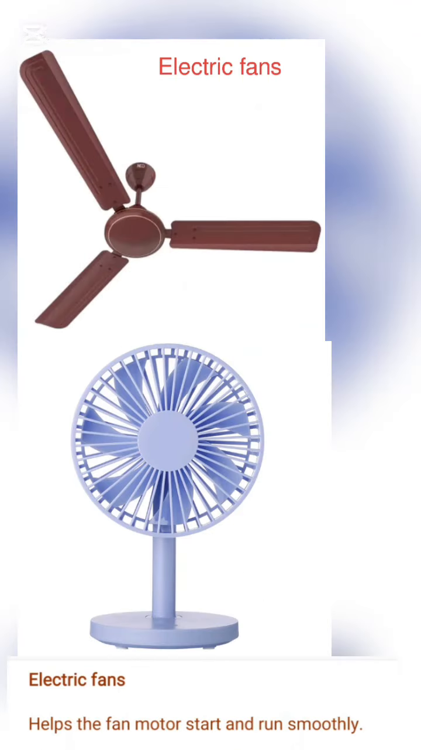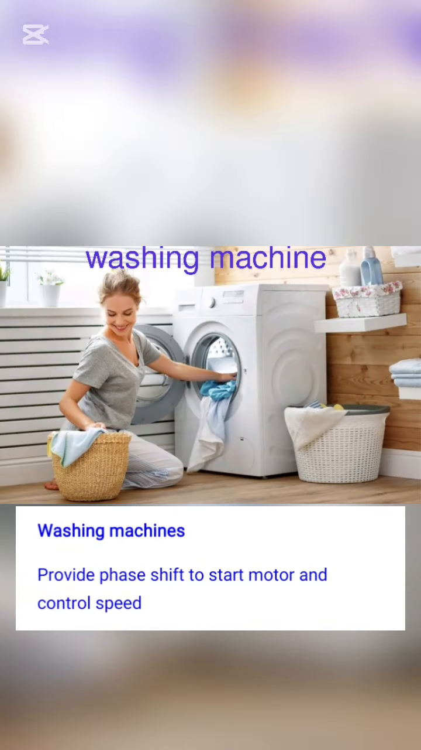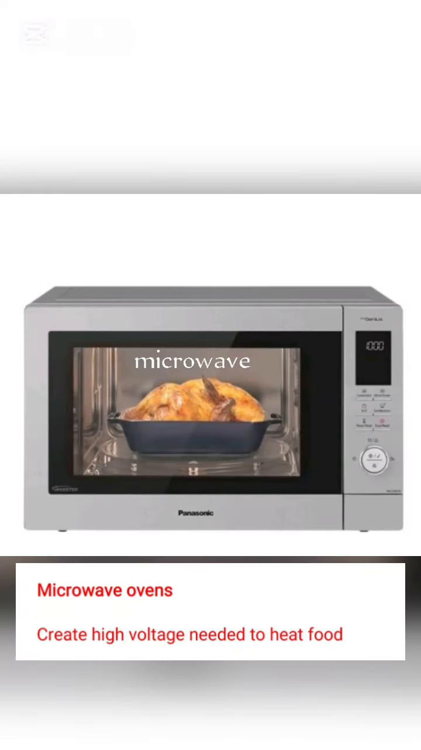2. Touchscreen phones, tablets, and computers. They are used to detect finger contact by sensing change in capacitance. 3. Computers. Capacitors are used for smooth power supply and storing information in memory components. 4. Washing machines. They provide the necessary phase shift to start motors and varying speed. 5. Microwave ovens. They create high voltage needed to heat food.